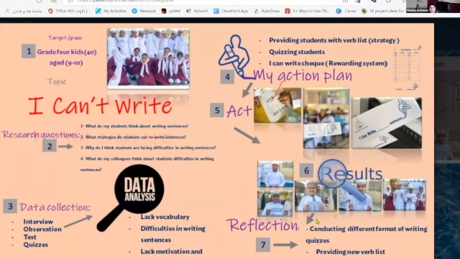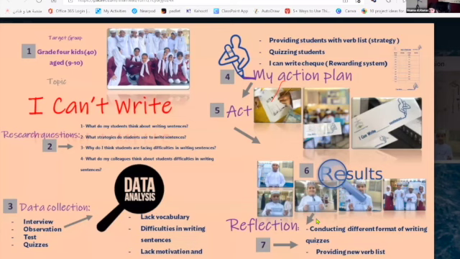First and foremost, thank you for having us today. Hopefully it will be a useful and fruitful presentation. This is Shaimaa Arawas from Salalah, Oman. I've been teaching for 11 years at Al-Uqadin School, Salalah, Oman. Let's not waste any time and dive into my research. My topic is "I Can't Write."